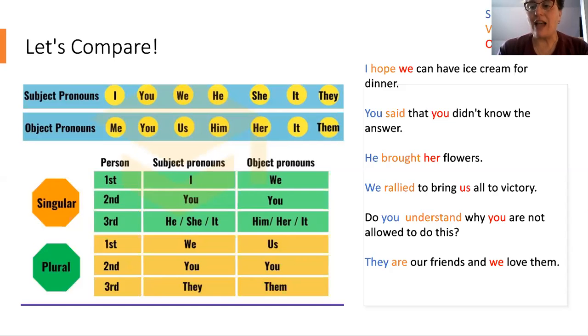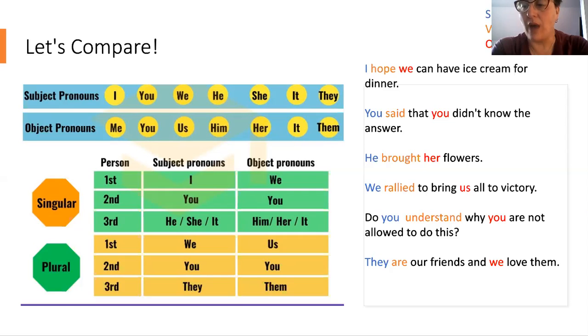You said that you didn't know the answer. You is the subject pronoun. Said is the verb. And the second you is the object pronoun. He brought her flowers. He is the subject pronoun. Brought is the verb. Her is the object pronoun.